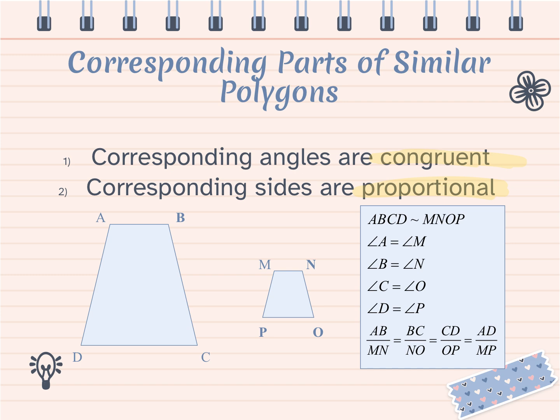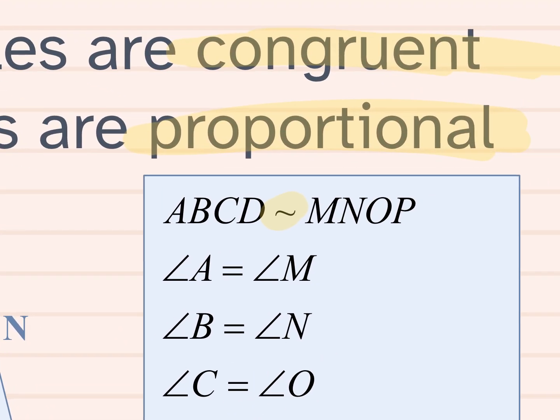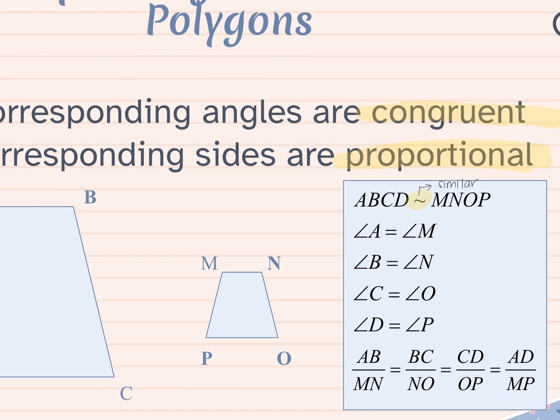Looking at these two polygons, they are not congruent. They're similar. ABC is similar to MNOP. So this little squiggly line may look like a congruent symbol, but it doesn't have that equal sign. This is considered similar. Which is also proportional, yes.